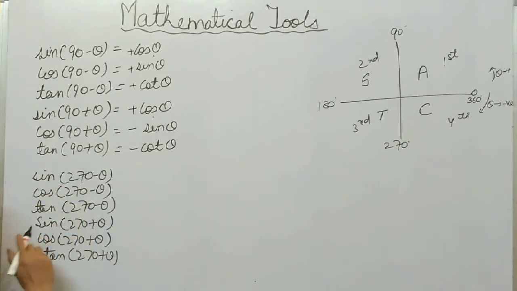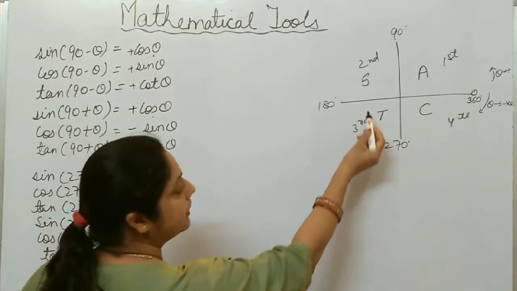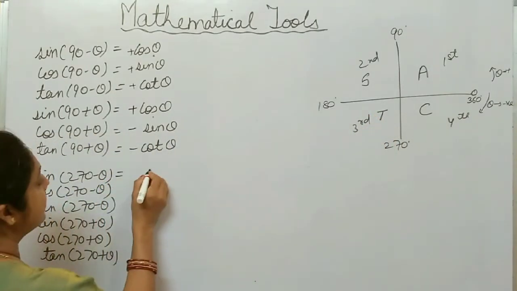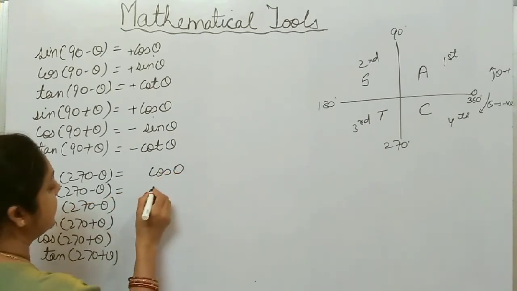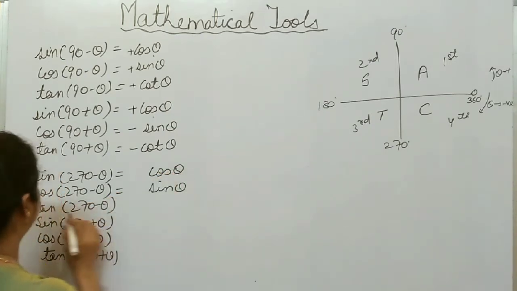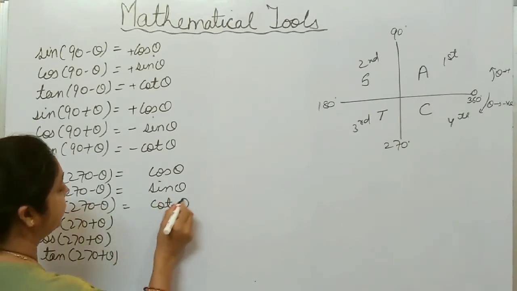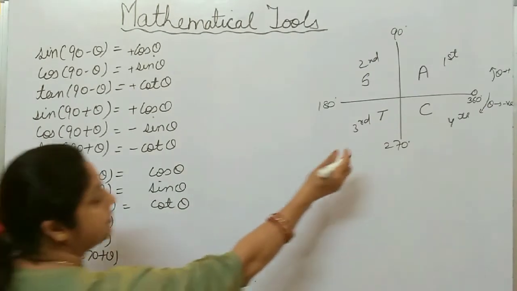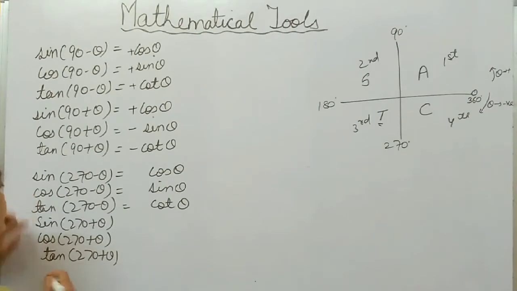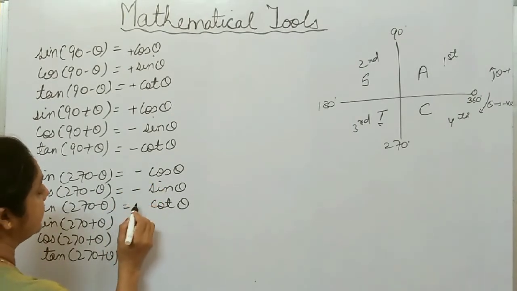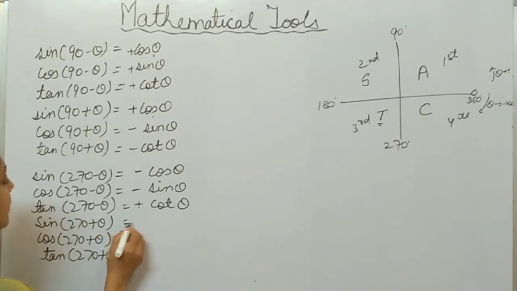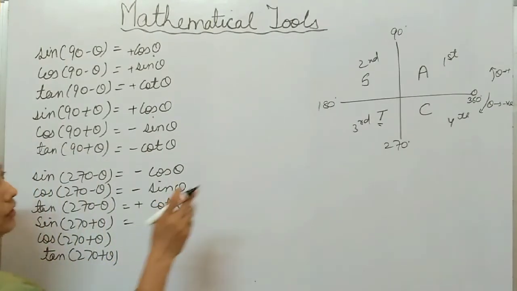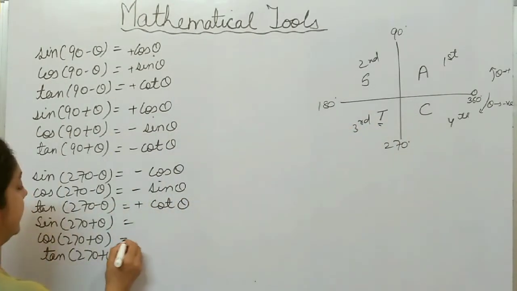Same way for 270 also. 270 minus theta, in which quadrant? Third. In the third one only tan is positive. So first you write sine 270 minus theta becomes cos theta, cos becomes sine theta, and tan becomes cot theta. Okay. Now you put the sign. In the third quadrant sine is negative, cos is also negative, and only tan is positive, right? This one is negative, this one is negative, this becomes positive. Now 270 plus theta. 270 plus theta is in the fourth quadrant, and in the fourth quadrant only cos is positive, right? Others are negative.